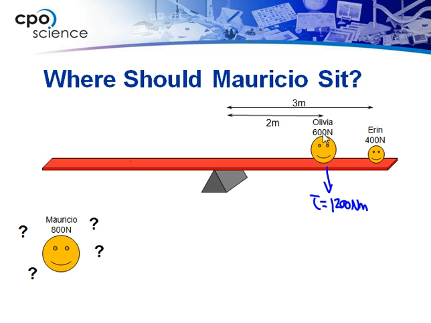Well, let's take a look at Olivia here. We can see that her weight, or force, is 600 newtons times her lever arm of 2 meters. We have 600 times 2, which would be 1200 newton meters. So the torque due to Olivia is 1200 newton meters. And we'll take a look at Aaron. Aaron has a weight of 400, and she's sitting 3 meters away. So we have 400 times 3 newton meters, which would also be 1200 newton meters.